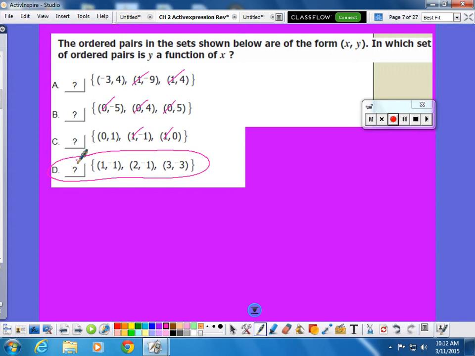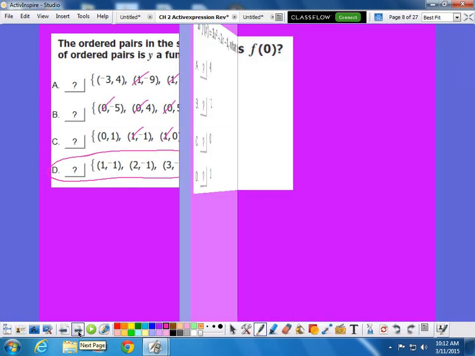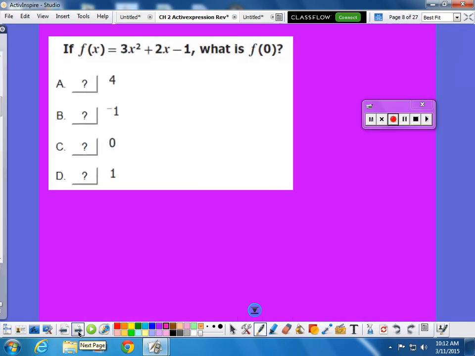Y'all remember the definition of a function? Hope so. Alright. If you need a calculator for this, I don't know, I hope not. What kind of equation is this since it's squared? Quadratic. So if I evaluate this at 0, what's my answer going to be? 0. B.